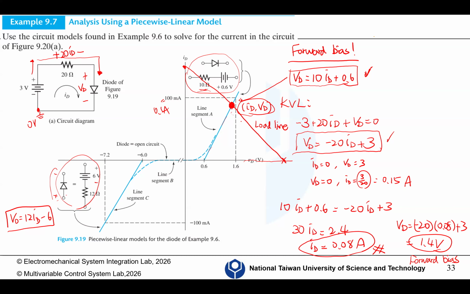Let me double check. Example 9.7, and which is correct. It's 80 milliamp, which is correct. It's 0.08 ampere.